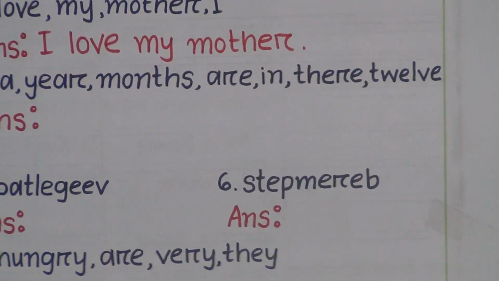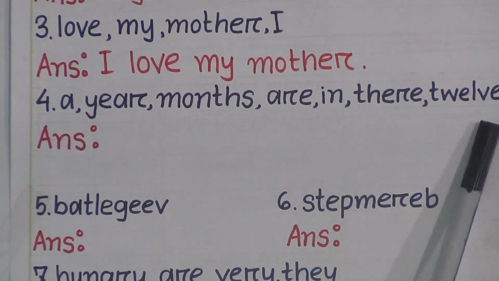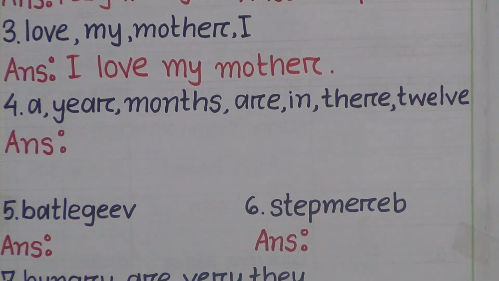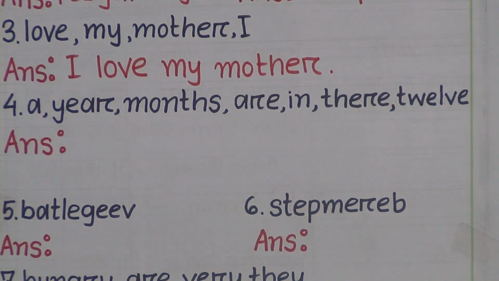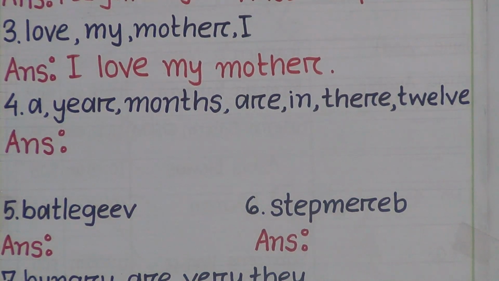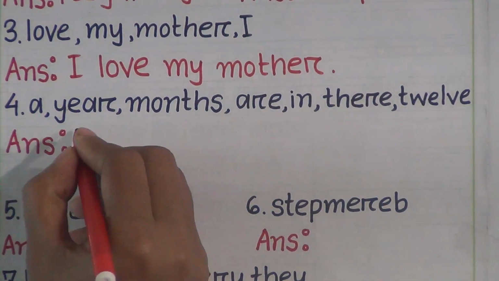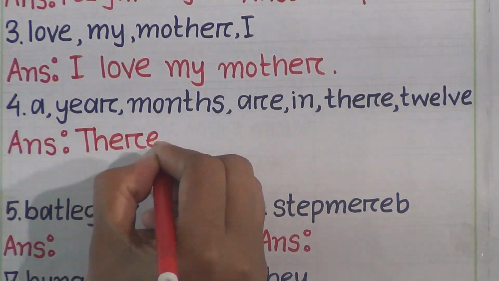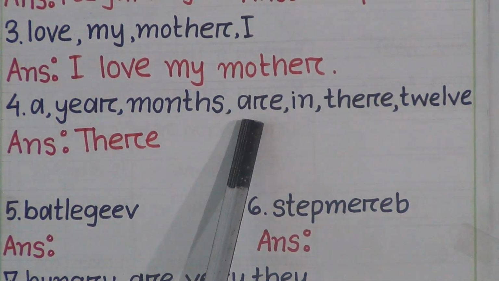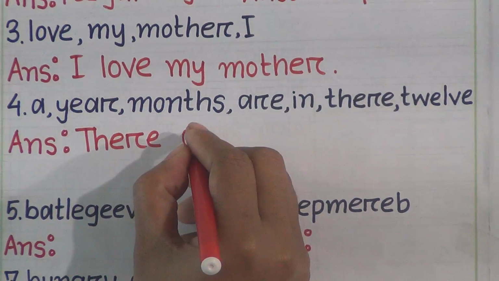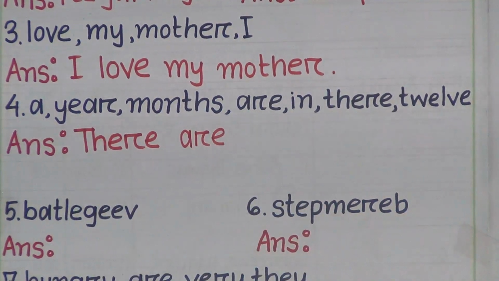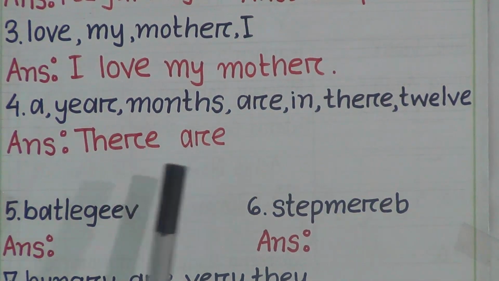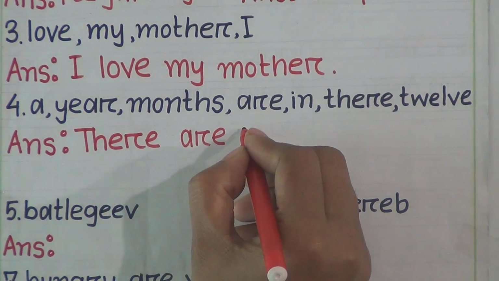Now come to number 4. This is also a sentence, but in a jumbled situation. You have to arrange them and make a proper sentence. So if we write, we'll find there, T-H-E-R-E, there, then are. There are, subject, then verb. There are how many months? 12. So you have to write 12. There are 12.